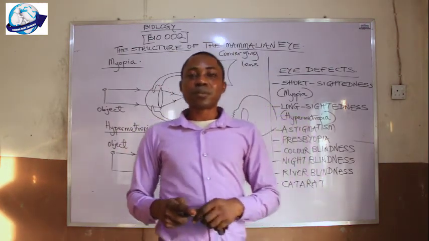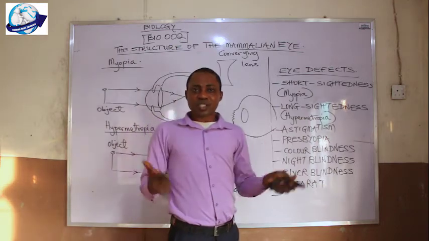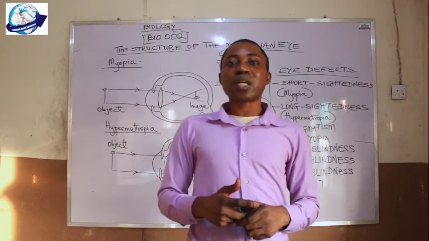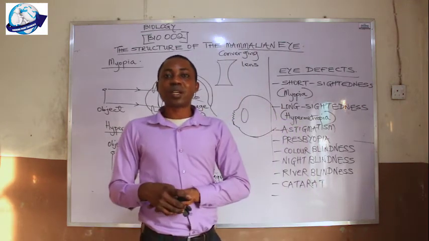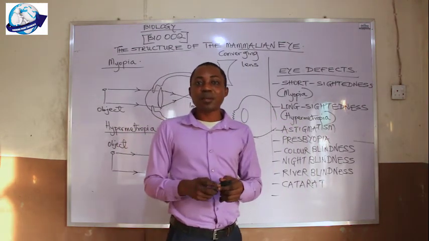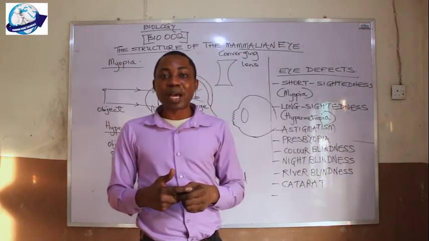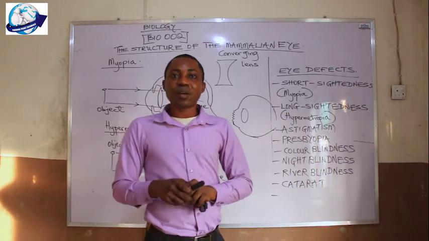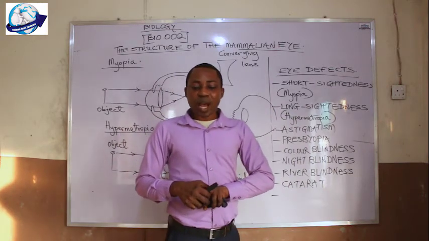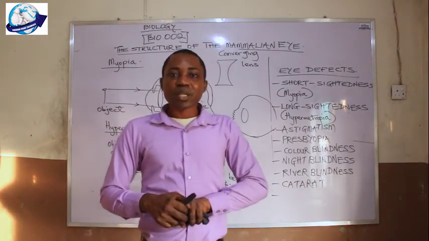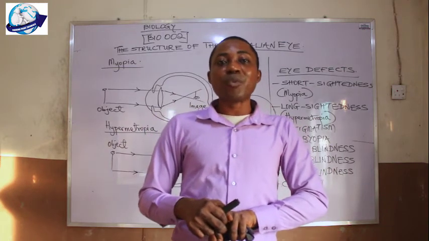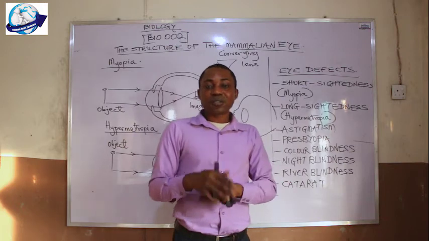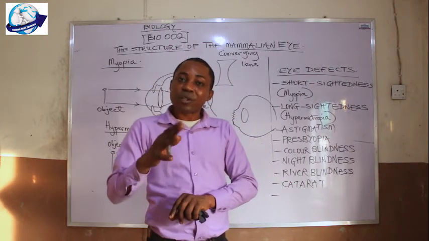Having seen the different eye problems or eye defects, we need to understand that great care should be given to the eyeball or the mammalian eye. So we have to consider the care of the eye. How can we care for the eye? There are different methods, different things we can do to take care of the human eye, or the mammalian eye, so it can function very well.